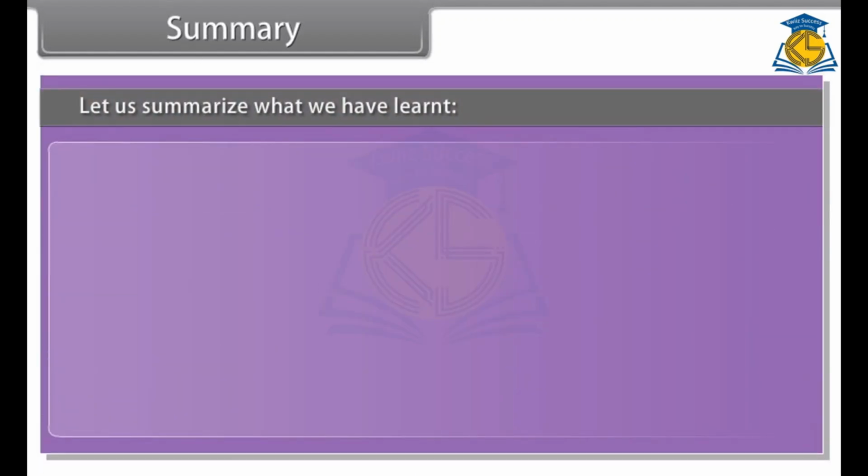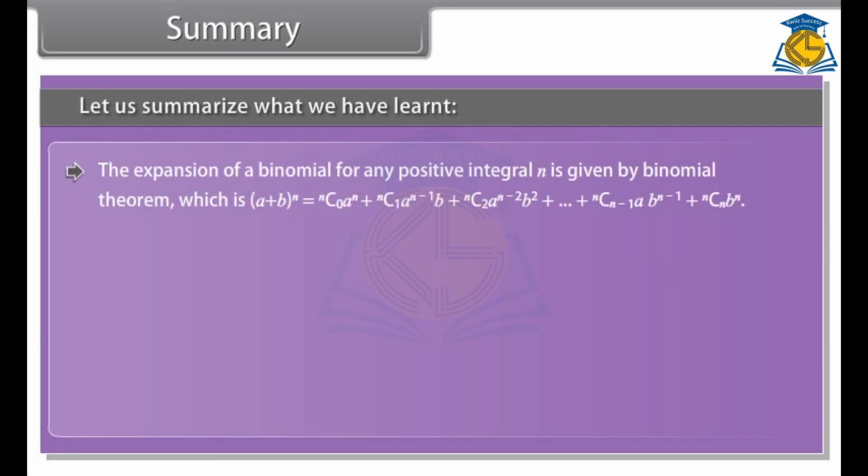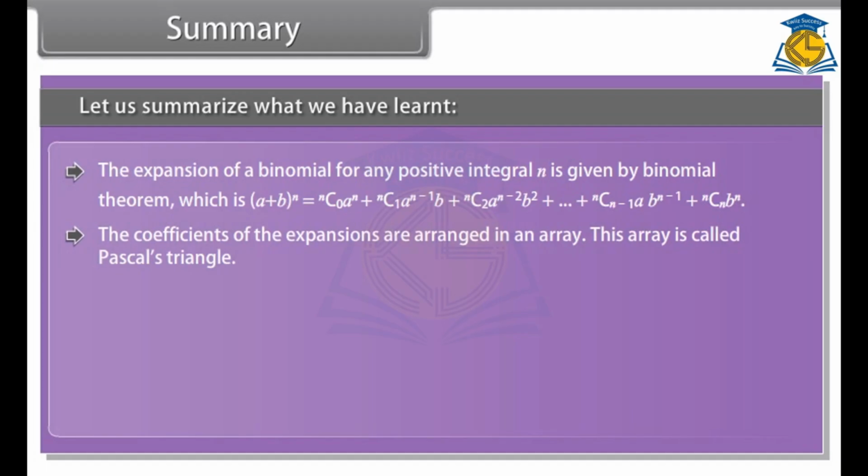Summary. Let us summarize what we have learned. The expansion of a binomial for any positive integral power is given by the binomial theorem. The coefficients of the expansions are arranged in an array. This array is called Pascal's triangle.